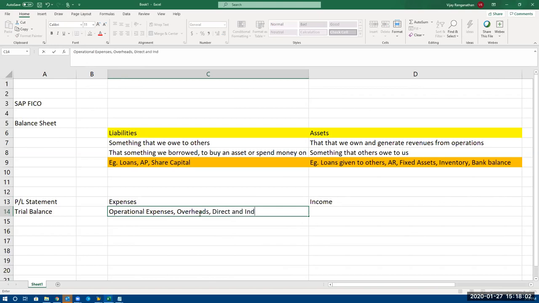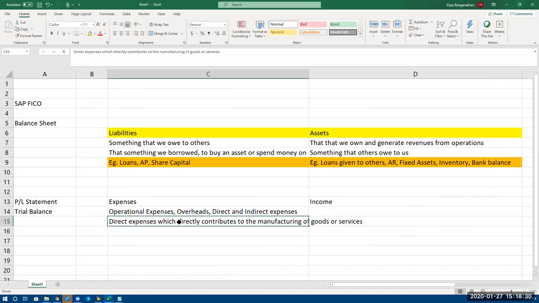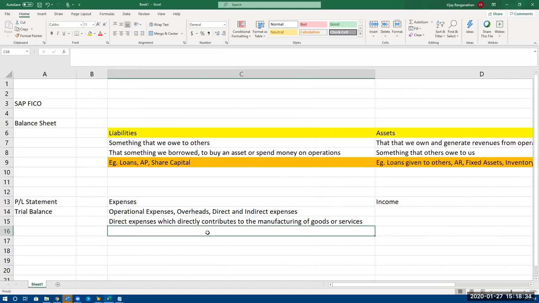Direct and indirect expenses, right? What are direct or indirect expenses? Does anybody know what direct expenses are? Direct expenses directly contribute to the manufacturing of goods and services. Generally, we call it 3M. What is 3M? Anybody? Some of you should know. Direct material, labor, machinery. So when I say direct expenses, these are the three things that should come to your mind: 3M, material, manpower, machinery.